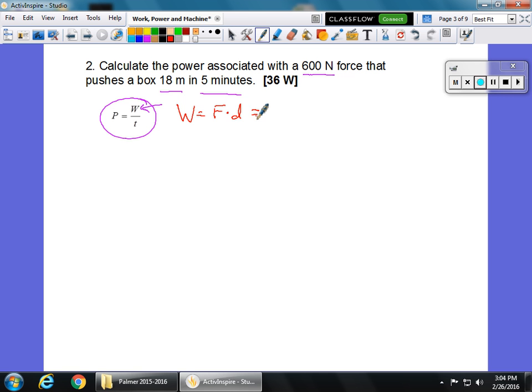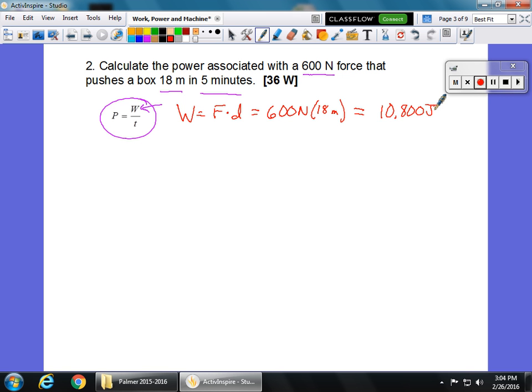So up in the problem, it gives us 600 newtons. So I'm going to write 600 newtons for my force. I'm going to multiply that by my distance, which is 18 meters. 600 times 18 is going to give us 10,800 joules. So that's the amount of work.